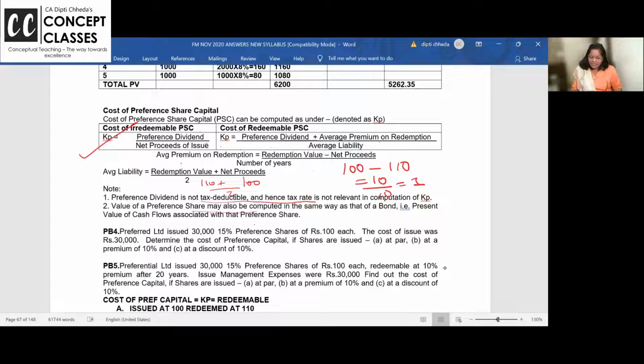I've said it as if irredeemable, but even if it is redeemable and the face value and redemption value are the same, you will use this formula. If there's a difference in the face value and redemption value, you use this formula. Cost of preference share, KP. Finished writing? Don't take screenshots, dear students.